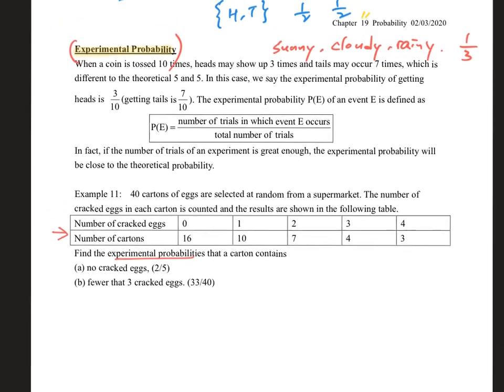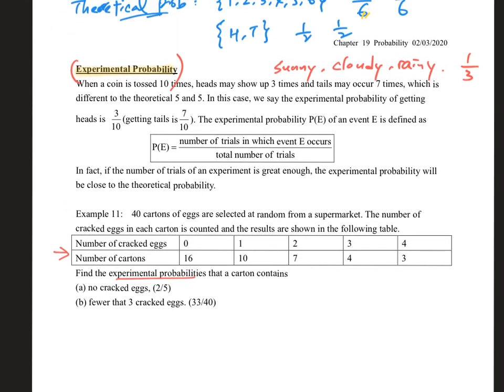So we go back to this question as follows. It's about quality control, quality assurance. When you're talking about eggs, there are 40 cartons of eggs sold in a supermarket. You are talking about cracked or not cracked.